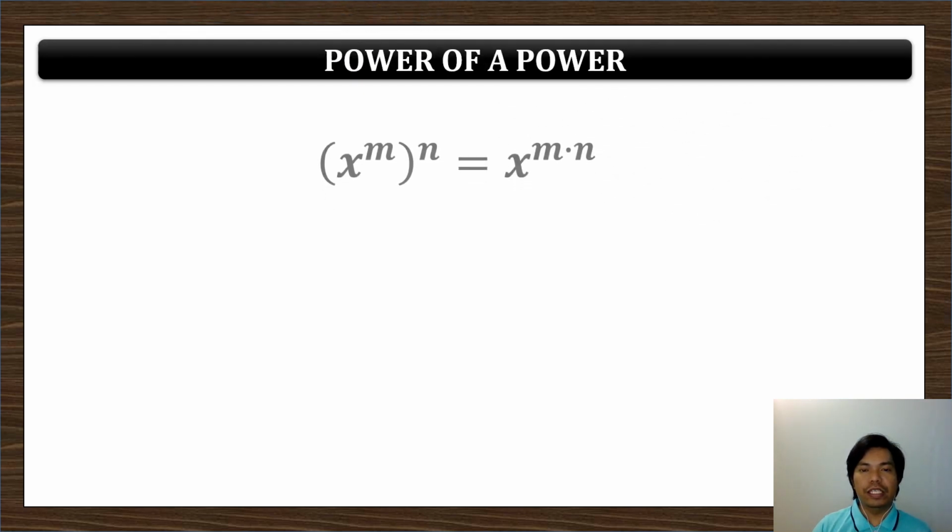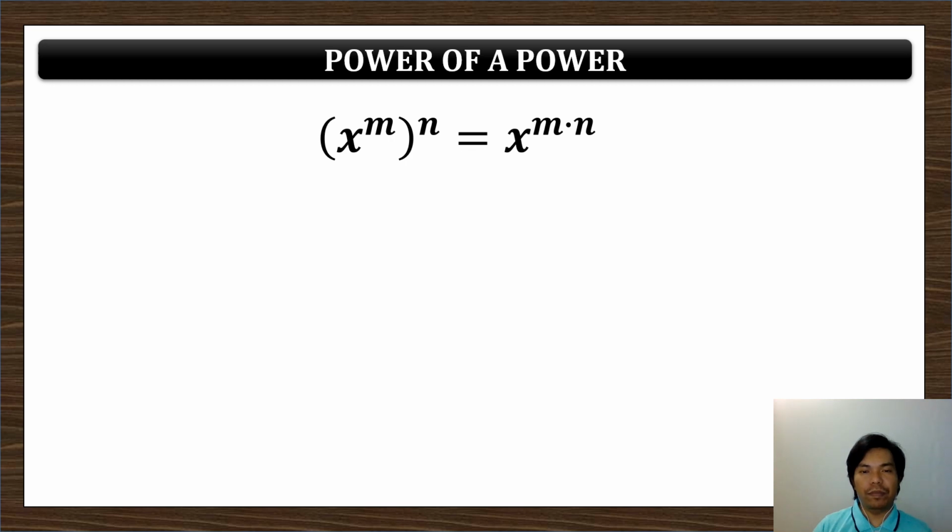Para naman sa ating next na law of exponent, pag-uusapan natin ang tungkol sa power of a power. Sa power of a power ay meron tayong form na x raised to m, quantity raised to n, is equal to x raised to m times n. So dito sa power of a power, ang gagawin lang natin ay kokopyahin natin yung ating base and then i-multiply natin yung ating exponents dito. So makikita natin dito yung ating exponent sa loob na m ay minultiplyan natin siya ng ating exponent na nasa labas which is yung n.